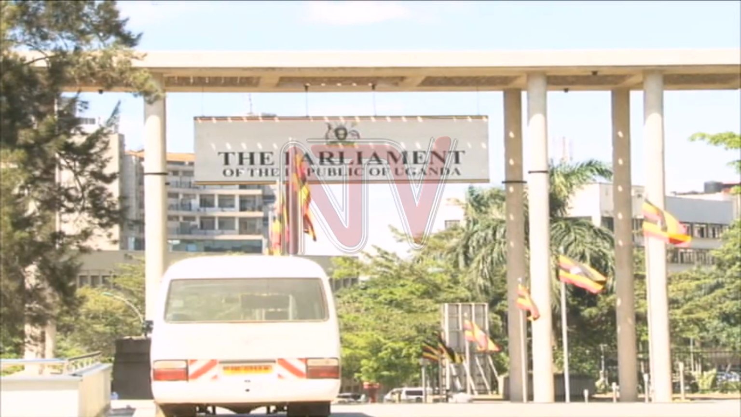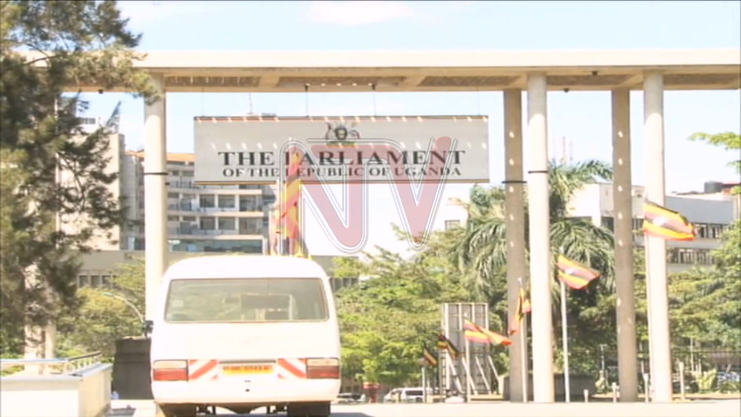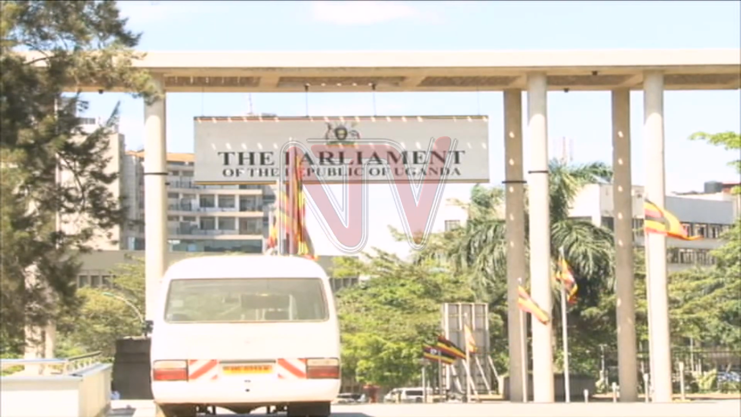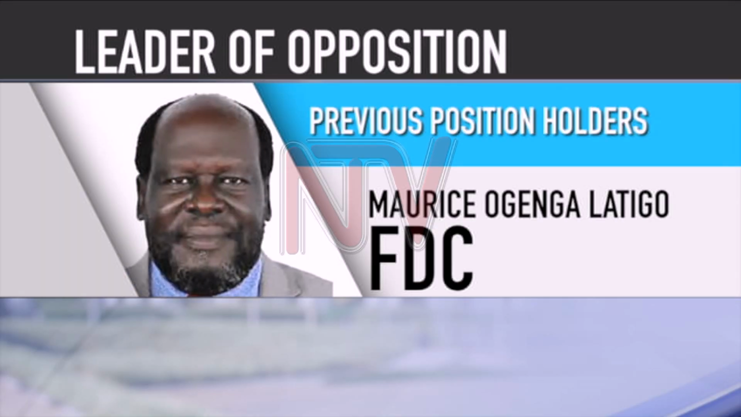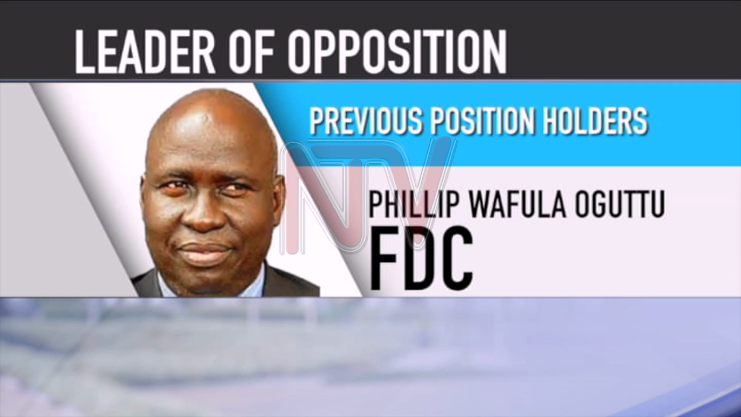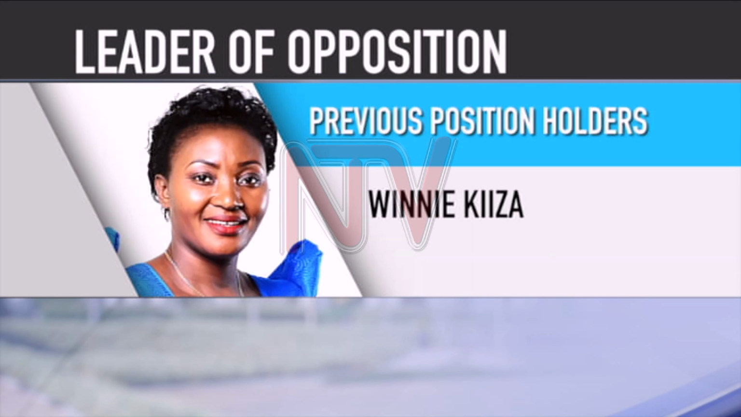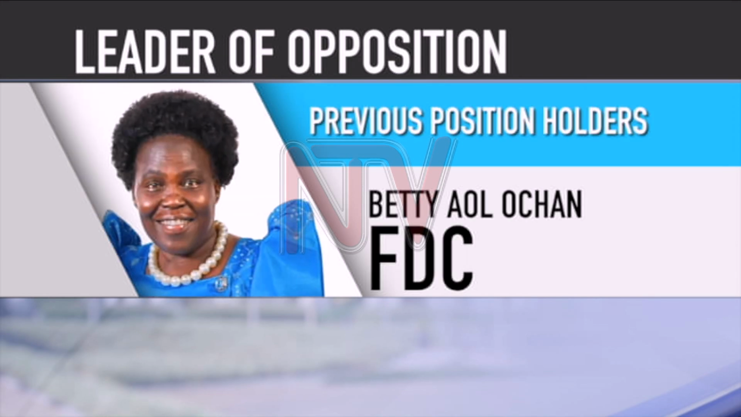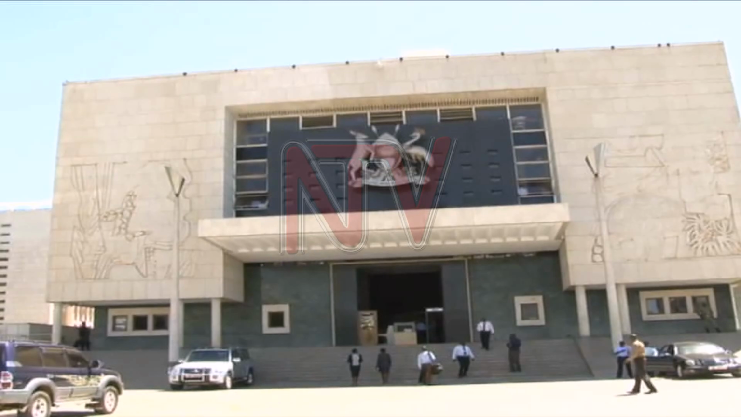The position of the leader of opposition was established in 2005 after the constitution was amended in line with the multi-party system of governance. Professor Ogenga Ratigo was the first leader of opposition. He was followed by Nandala Mafabi, replaced by Wafula Ogoto, and then Winnie Kiza. Currently, the position is held by Betty Awolo Ochan. All the five were drawn from the Forum for Democratic Change, then the largest opposition party in parliament.